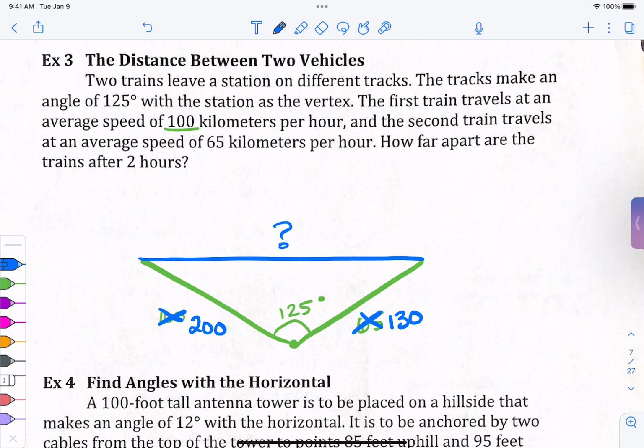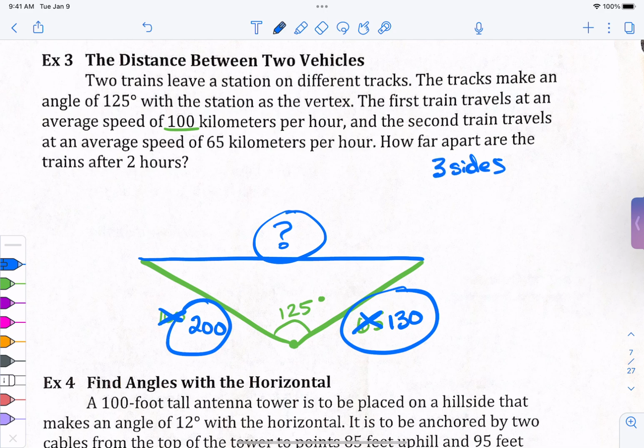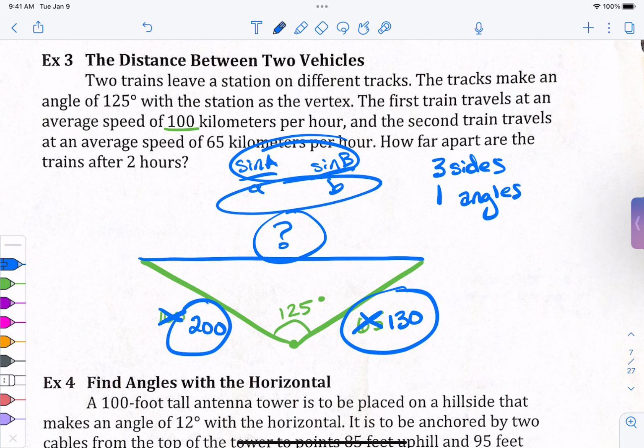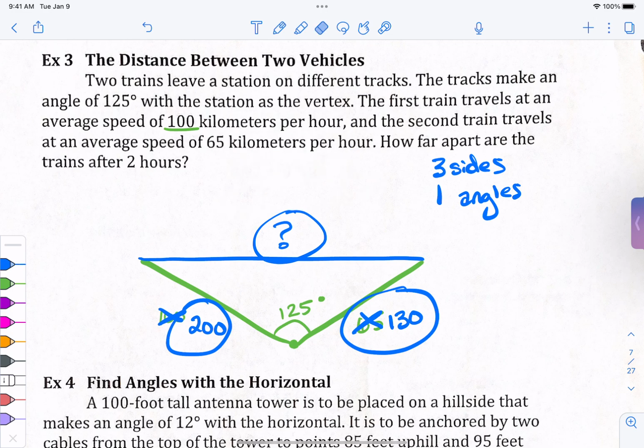Now, do we use the law of sines or the law of cosines? I'm going to say cosines. Just look at what we have: a side here, a side here, and the third side we're looking for. So we have 3 sides and one angle, which means the law of cosines. If we have 2 angles and 2 sides, that's when we do sine of A over A equals sine of B over B. So I have to do the law of cosines here instead of the law of sines.